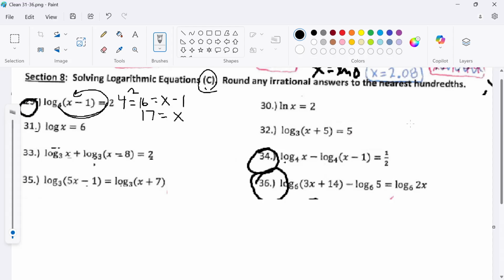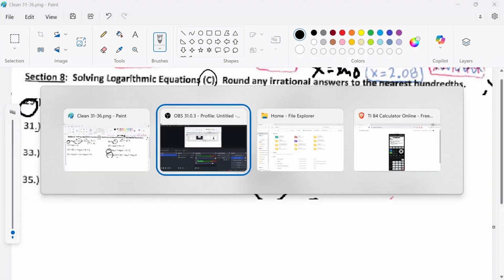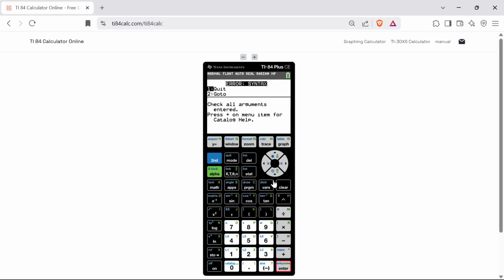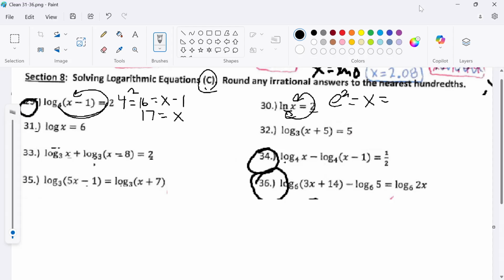Number 30, I've got log on one side, a constant on the other side, fishhook. Natural log is base e, so e squared equals x. I will find my trusty, handy TI calculator here. And I've got e squared. Wait a minute, I've got to clear it. Okay, now I've got it. E squared equals 7.39. I think it said round to the hundredths. Yes, 7.39.